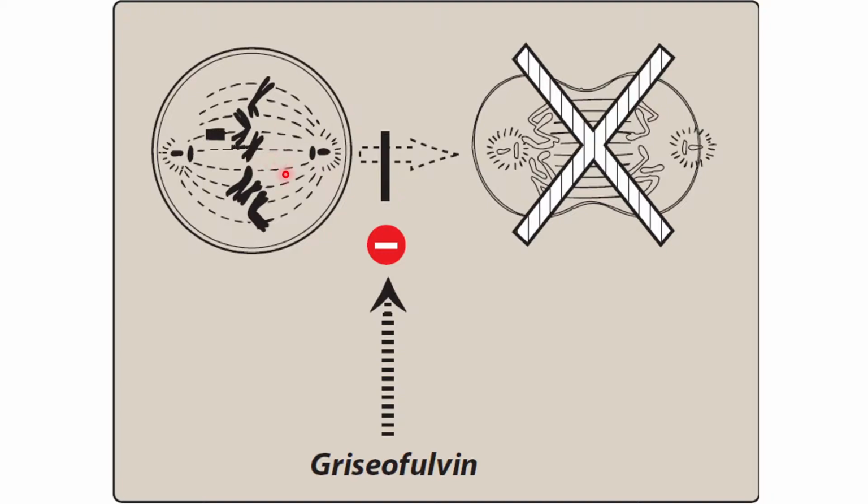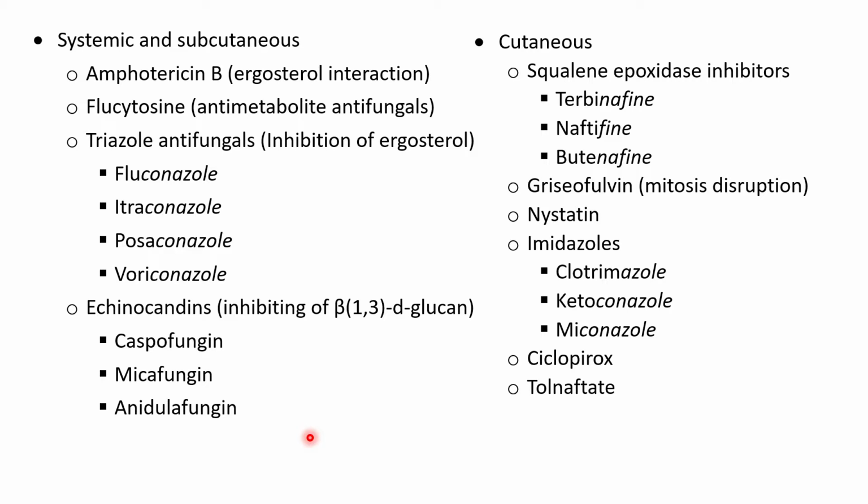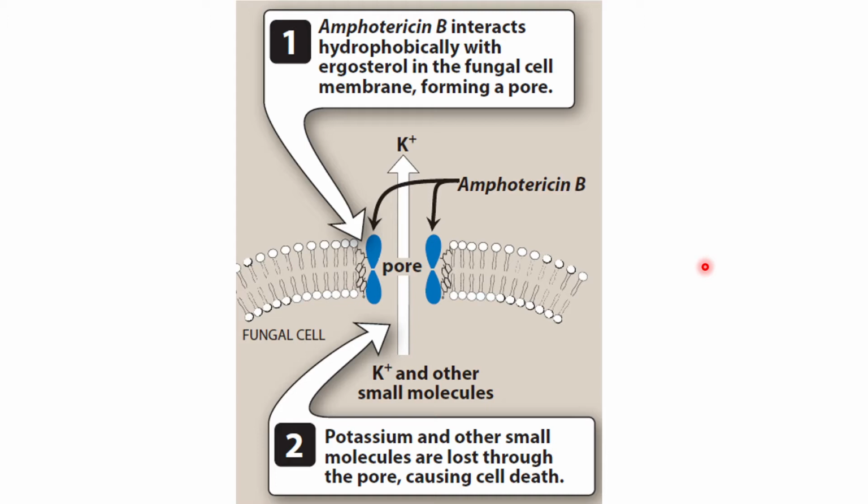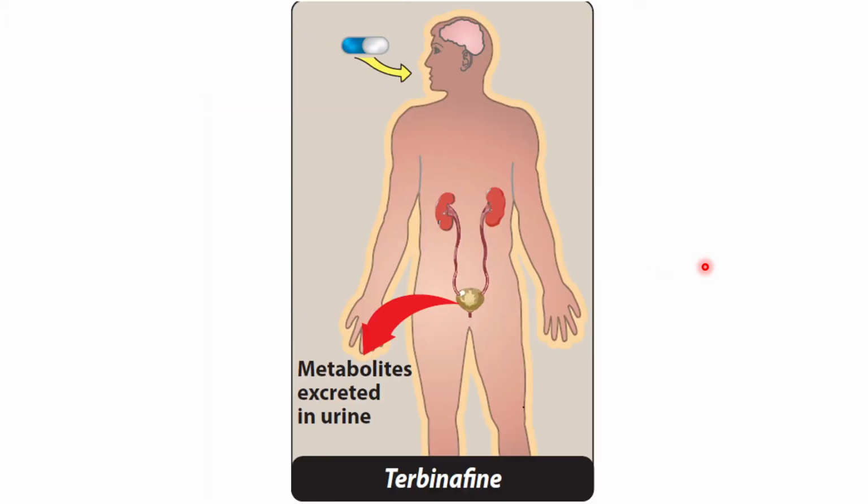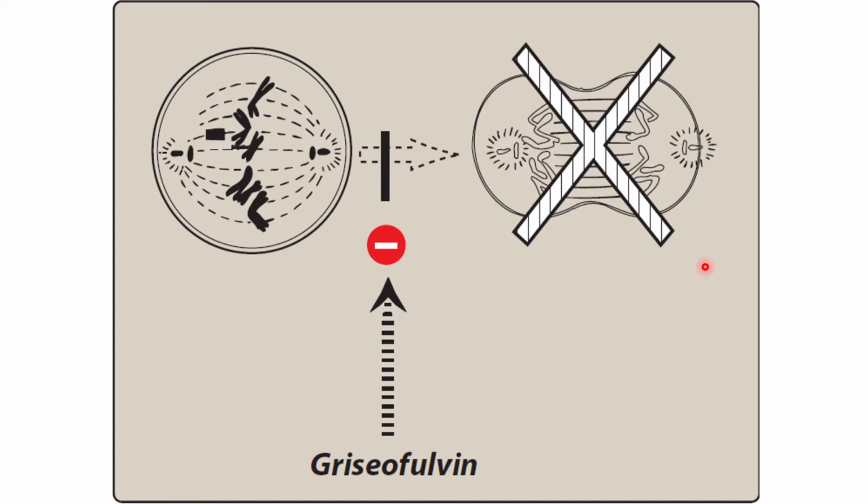Then griseofulvin will disrupt the mitotic spindle, and griseofulvin is usually used in severe cases, mostly for cutaneous infections. Its adverse effects are severe and can lead to serious side effects, including effects on blood synthesis, like thrombocytopenia, and also anemia. So it should be used with caution.